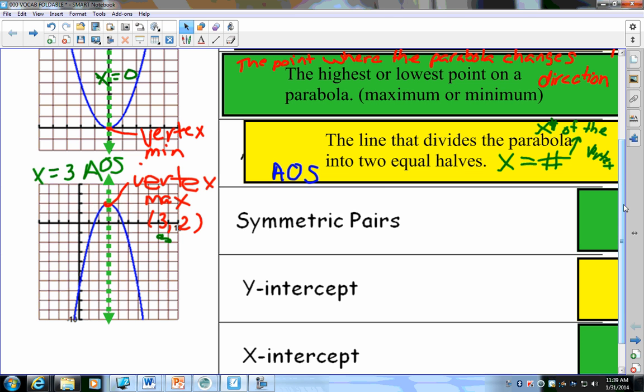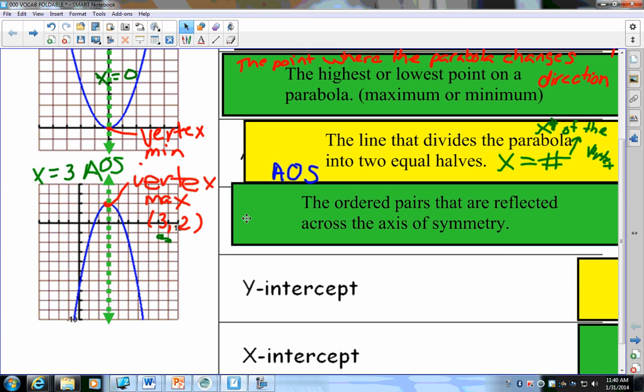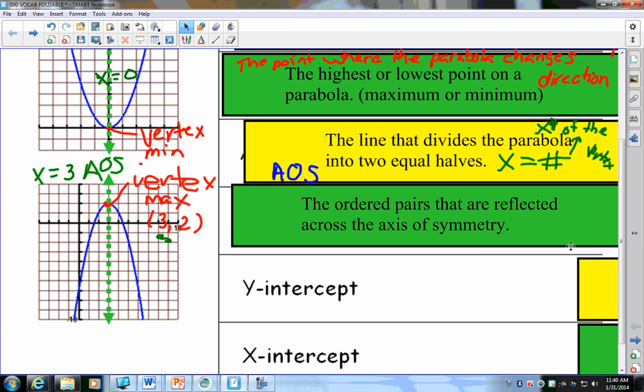Now, symmetric pairs. Whoa, nice line. All right, try again. Symmetric pairs, flip that open. They are the ordered pairs that are reflected across the axis of symmetry. When you're talking about symmetric pairs, you're talking about points that are the same distance away from the AOS. So here's one. Nice dot, Crawford.